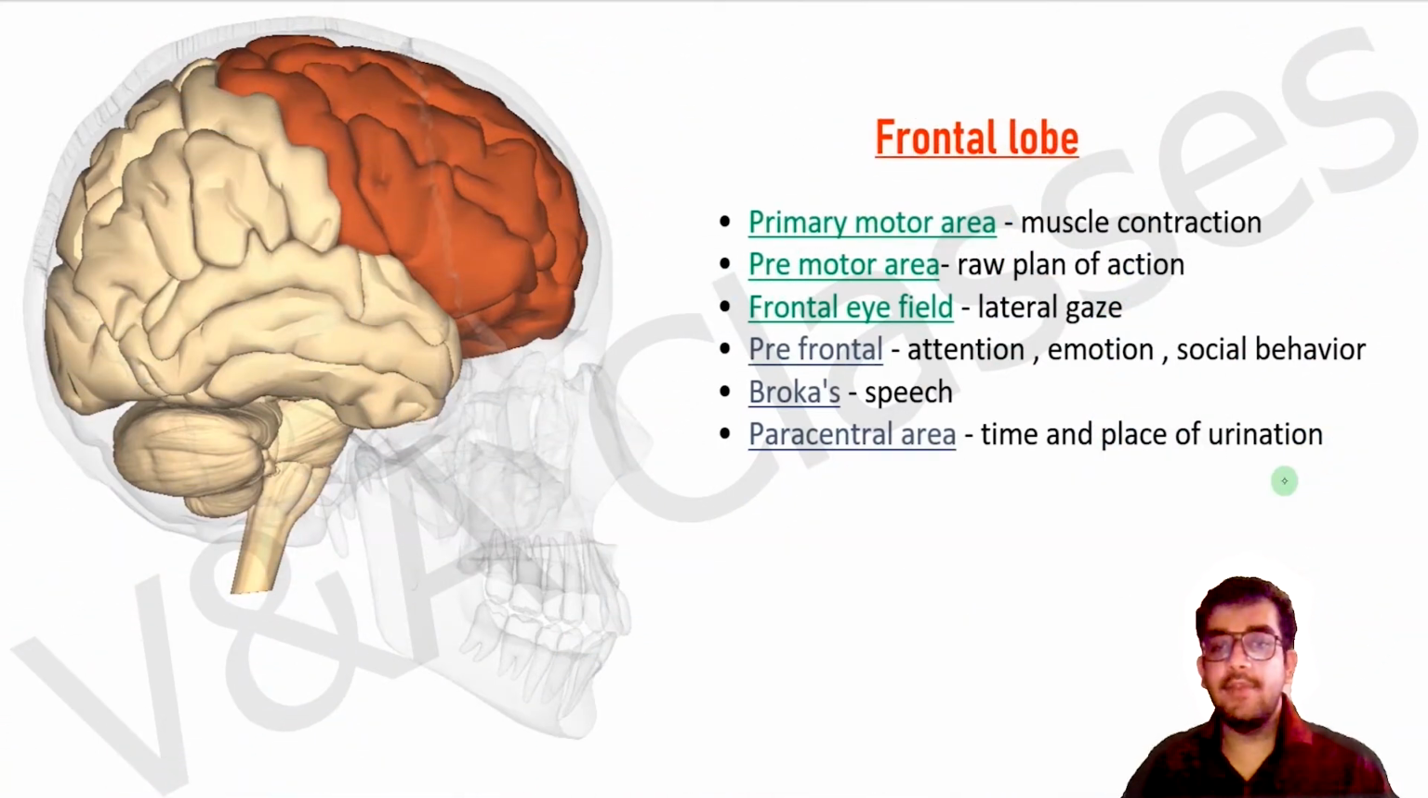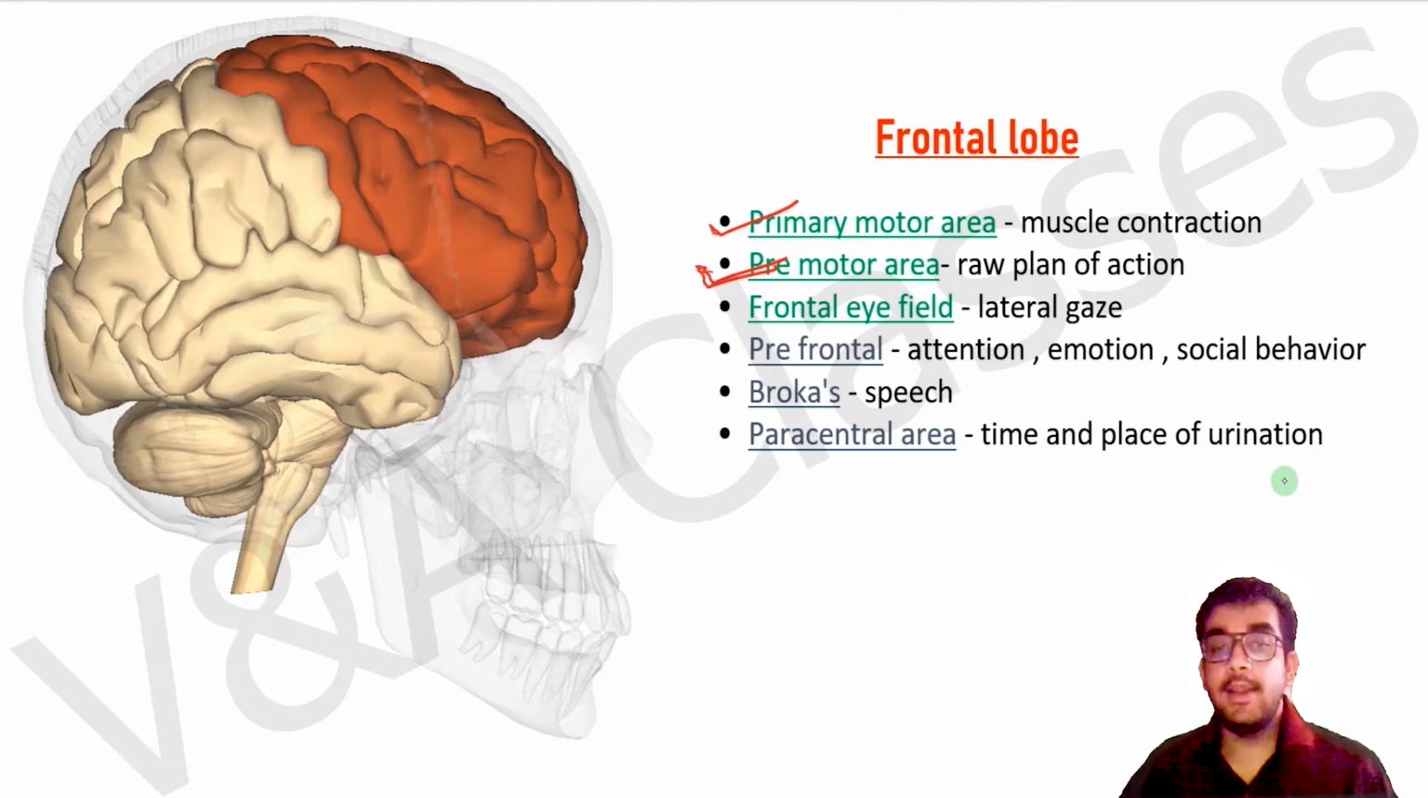So let's start with the frontal lobe. The frontal lobe is divided into many areas which have specified functions. The first area in the frontal lobe is called the primary motor area, and it is concerned with all the muscular contraction. The second area in the frontal lobe is the premotor area, and this is the area where the raw plan of all the actions and activities that you are going to carry out will be made.